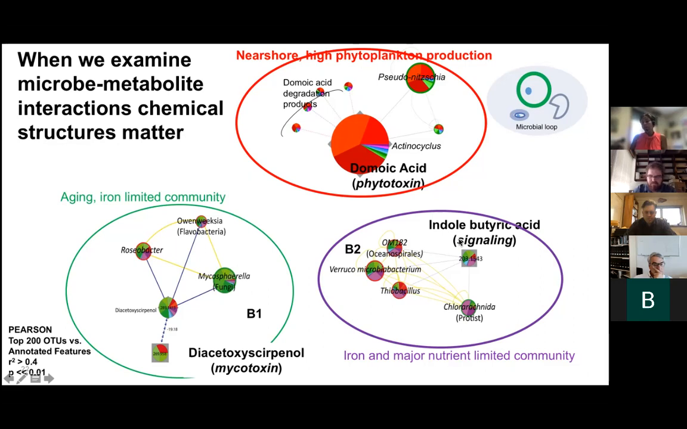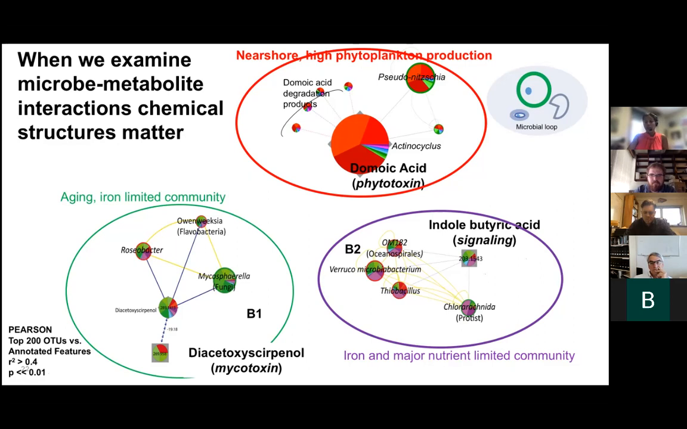In a more offshore environment, we see a compound that had an analog hit, not a library hit, but the analog hit was for indole acetic acid, and by looking at the mass spectrum, we were able to annotate it as indole butyric acid, which is also another known signaling molecule, and it appears in this network with a bunch of different groups, including a protist.